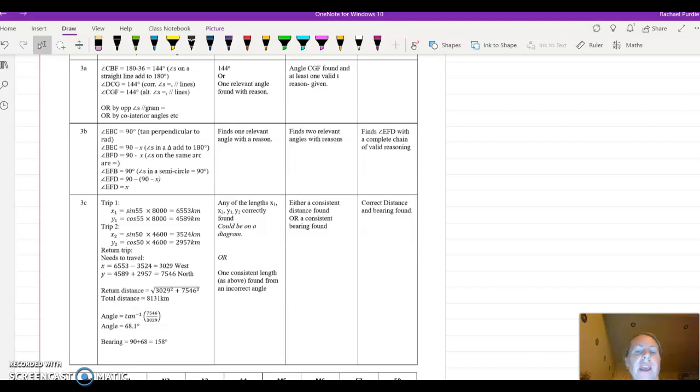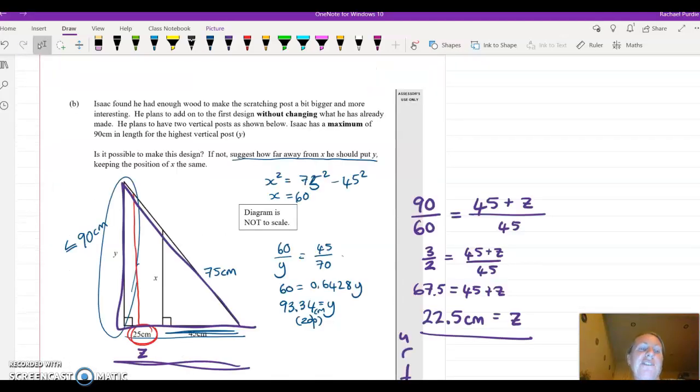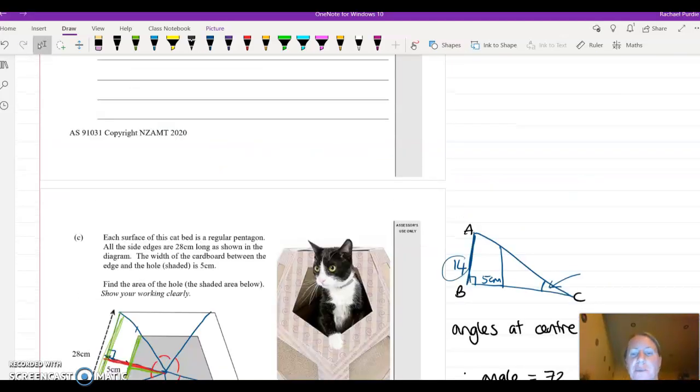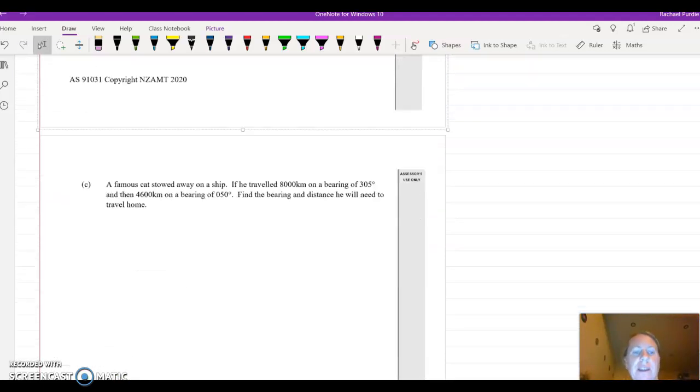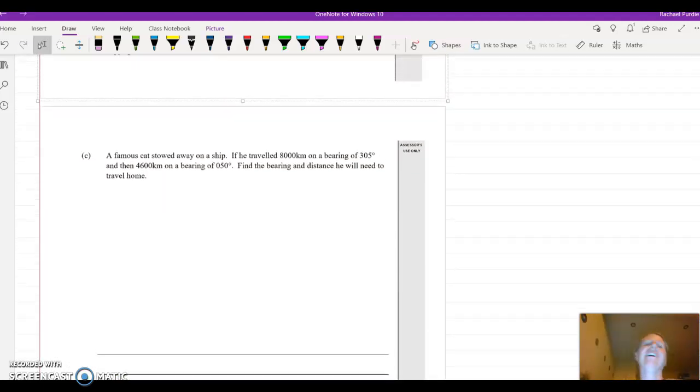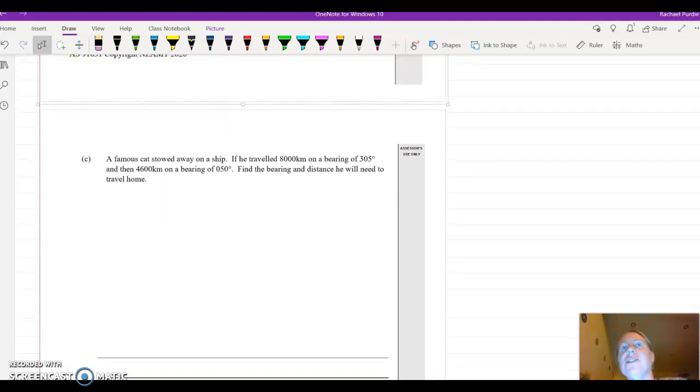Oh, and our last one was bearings. So let's have a look. I haven't looked at this one yet since last week. So what was it? Oh, yeah. So you did need to draw your picture. It's all about cats, isn't it?